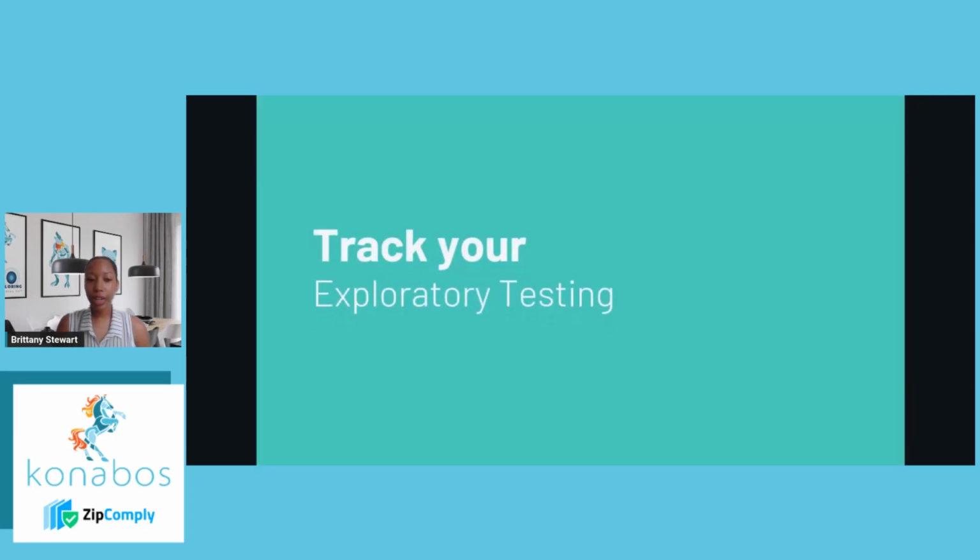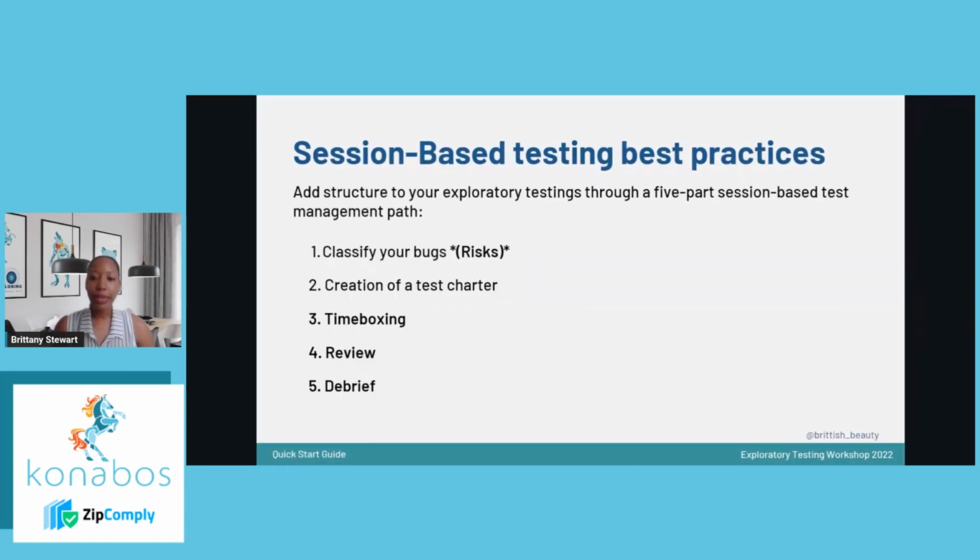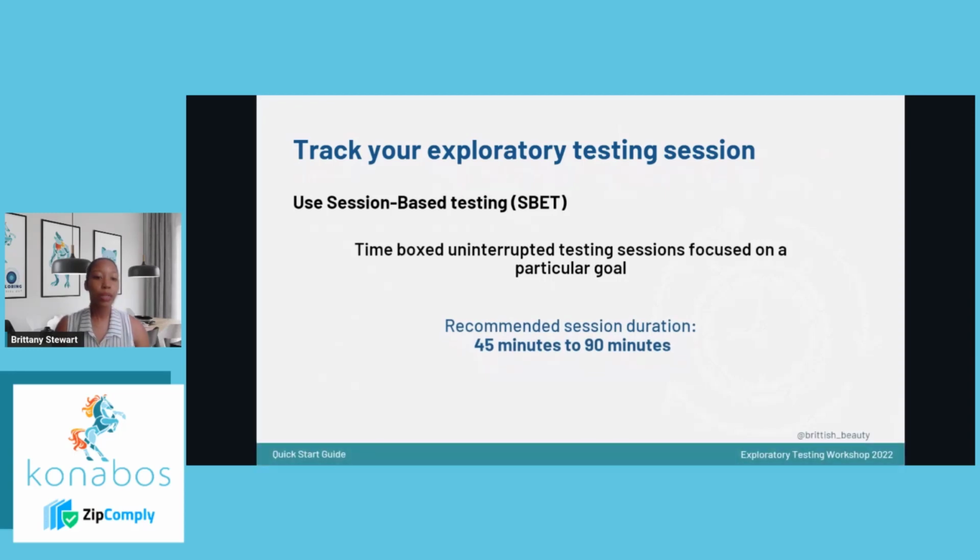All right, the next point is tracking your exploratory testing. How do you do that? In the industry, best practice is to use session-based testing. I'm not going to go into all the details here. I have 5 parts that you could consider, but I'm going to focus on the time boxing, the review, and the debrief part of this. So in terms of the time boxing, it's recommended right now that you spend 45 to 90 minutes max doing your exploratory testing session. So that's just setting a little timer and making sure that you stop at the end.